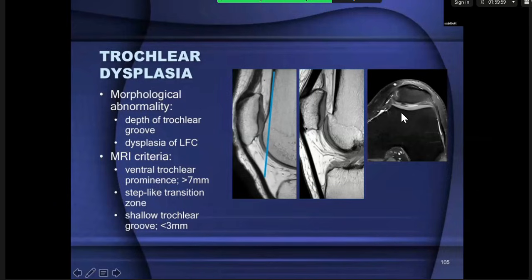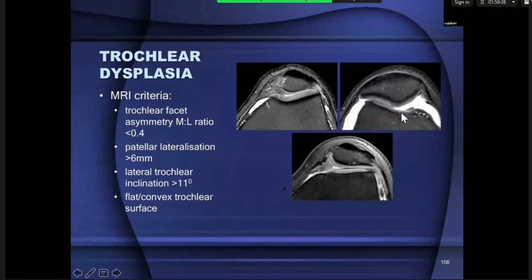So if you read the papers, you will get to see all sorts of funny measurements in which they're drawing 3 parallel lines and they're measuring this depth and that depth. But essentially, that's what you need to see. Step-like prominence on the front of the trochlea, on the lateral side, and the presence of a shallow trochlear groove. That's good enough. The medial facet is smaller, so that's a dysplastic shallow trochlea.